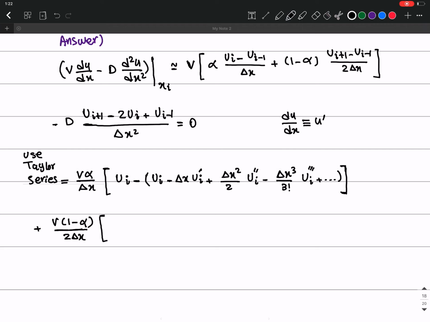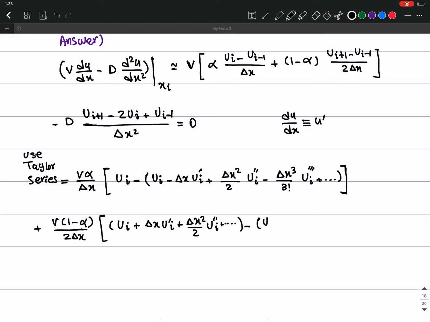multiplied by, so instead of ui plus 1, I'm going to again represent everything based on ui, so I'm going to use Taylor series. So it's going to be ui. Now, because we are 1 point ahead, so it's going to be plus delta x rather than minus delta x. So plus delta x u prime i plus delta x squared over 2 u double prime i plus other terms, and then minus ui minus 1 is going to be exactly like this that we found.